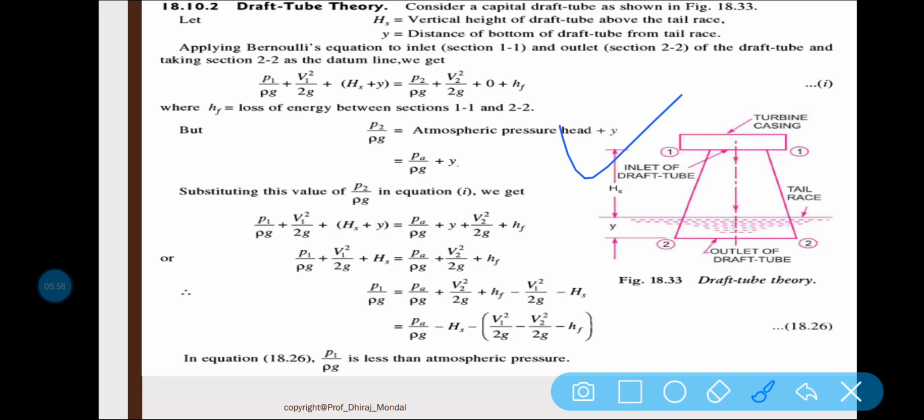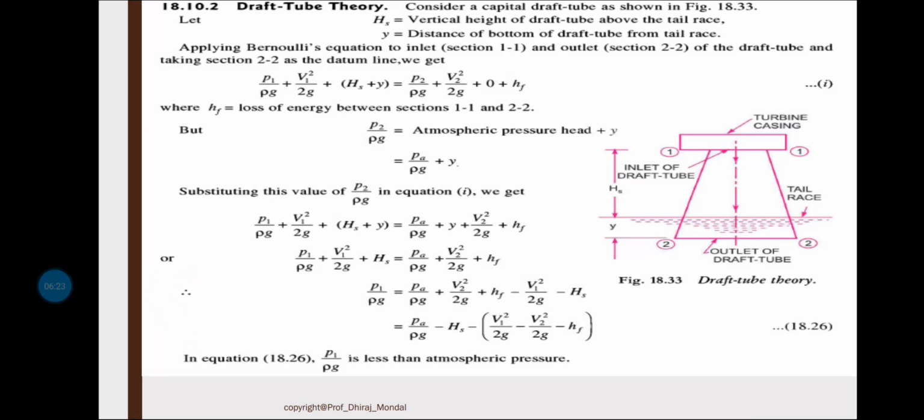Is it right or wrong? That is the theory. In this theory we will discuss whether the pressure head is increasing or not. So let us consider this is the theory of the draft tube, where HS is the vertical head of the draft tube above the tail race. So, what is HS?